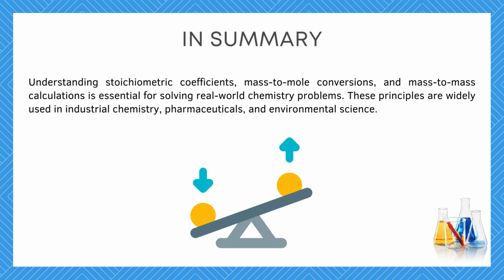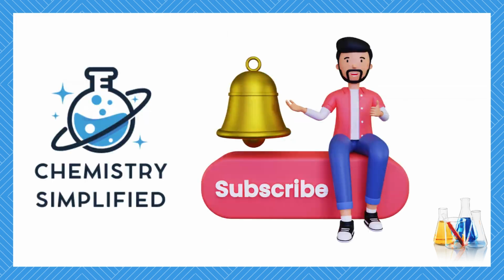So in summary, for all we've been talking about since the beginning of this video, understanding stoichiometric coefficients, mass to mole conversions, and mass to mass calculations are essential for solving real-world chemistry problems. These principles are widely used in industrial chemistry, pharmaceuticals, and environmental science. So that's it for today's video. In the next video, we're going to be moving on to the next concepts in stoichiometry.